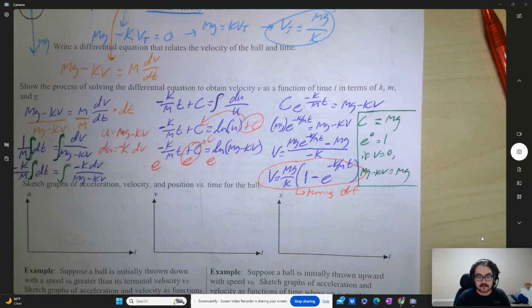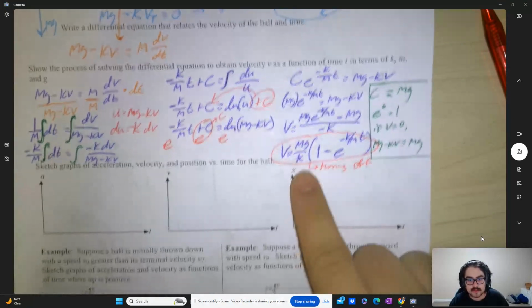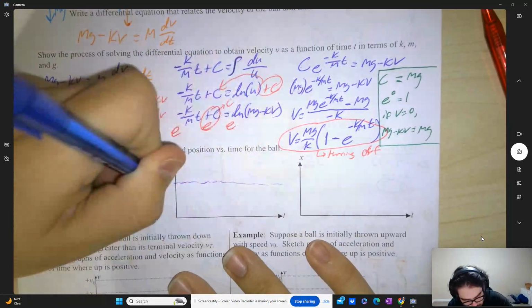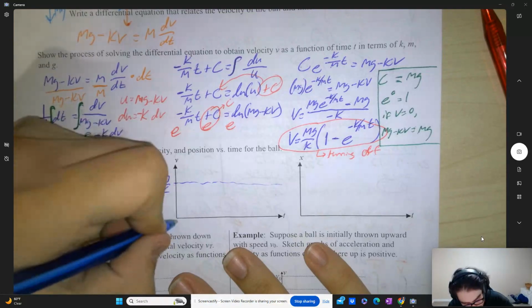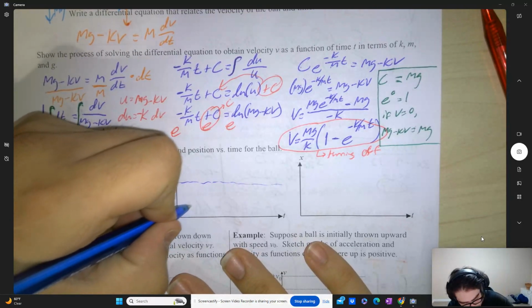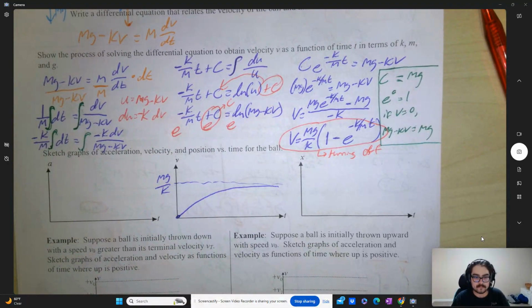And so you'll notice that there's a maximum value. The maximum value, or the asymptote, should be at mg over k. So I'm going to mark mg over k. Now, I'm going to start at 0, and I go all the way up to there.